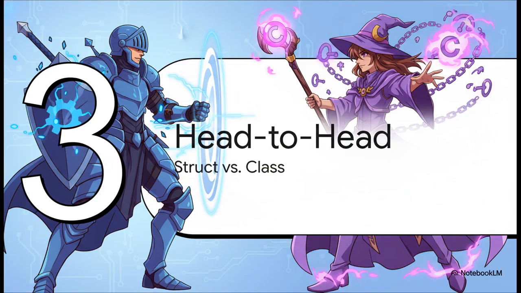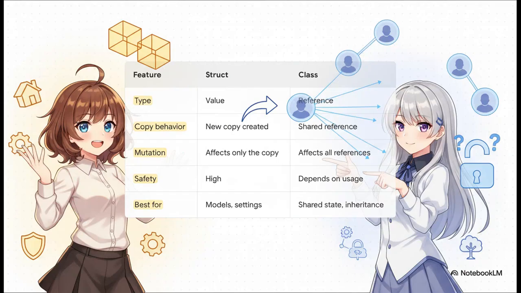Okay, so we've seen both sides of the coin in action. Now, let's put them side by side in a direct head-to-head comparison to really let this sink in. This table just lays it all out perfectly. You've got the fundamental type difference, value versus reference. That directly leads to their copy behavior. Structs make a new copy, classes share a reference. And that, of course, changes how mutations work, affecting only the copy or affecting all the references. It all rolls up to safety, where structs are super safe by default, and classes, well, you gotta be careful. And that tells us what they're best for. Structs for independent data, classes for a shared state.